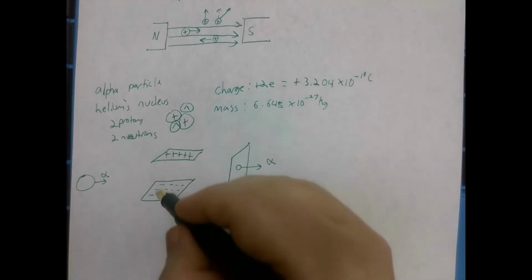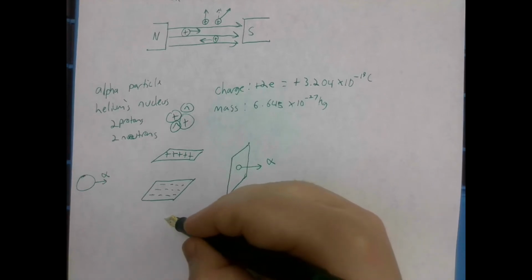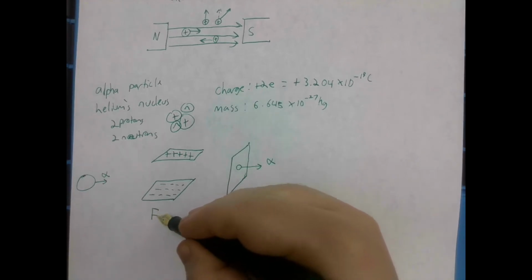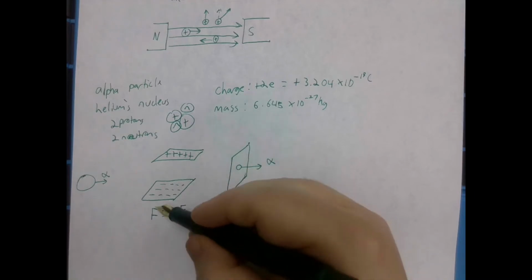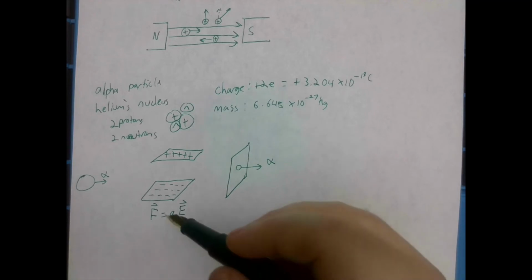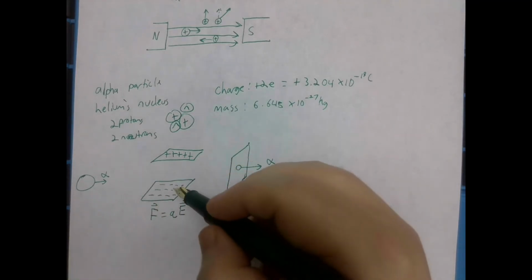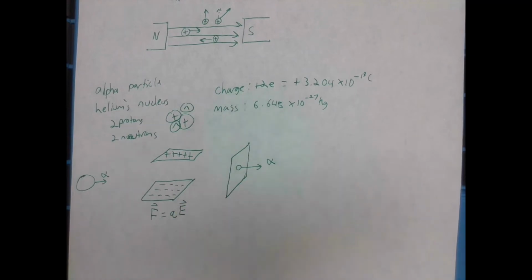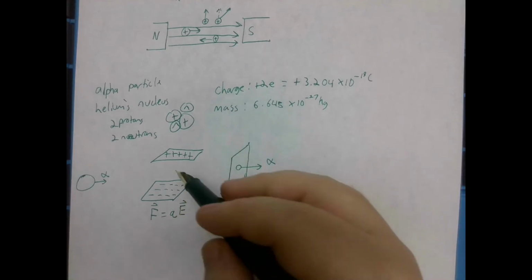Thus, between these two plates, it is going to experience a force equal to Q times E. So it's going to be pulled downward. This force is going to want to pull it downward, and we need a counter force that will push it upward.